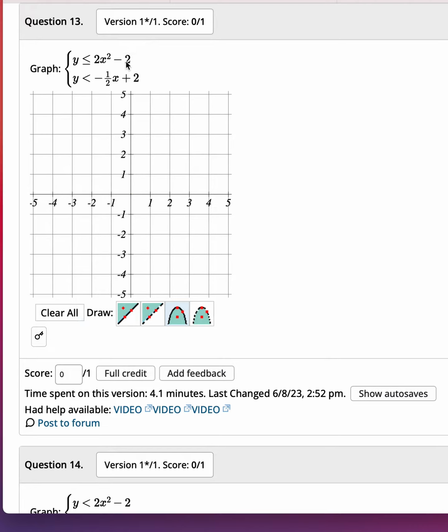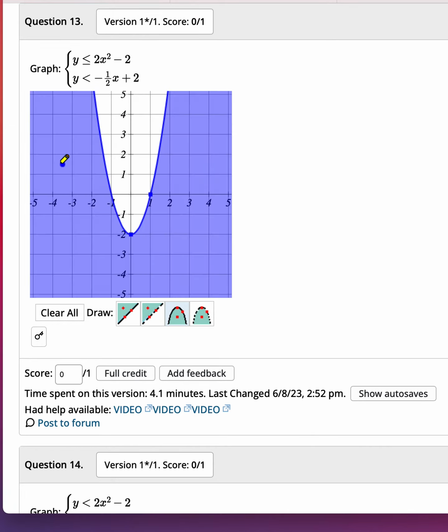So for here, we want to shift this down 2 units, and then over 1 and up 2 for the other stretch. If I plug 0, 0 into this equation, I have 0 is less than negative 2, and that is not true. So that means I don't shade 0, 0 because it came up false, so I want to shade the outside.